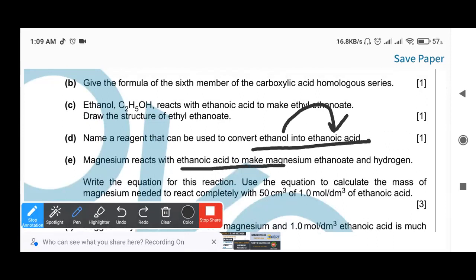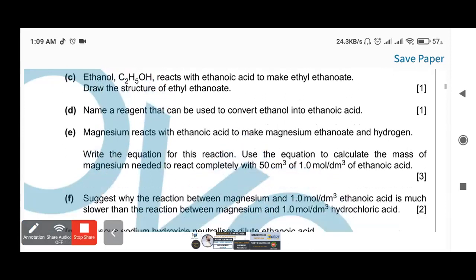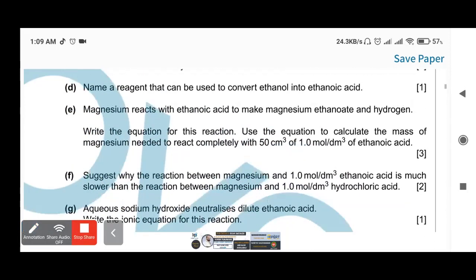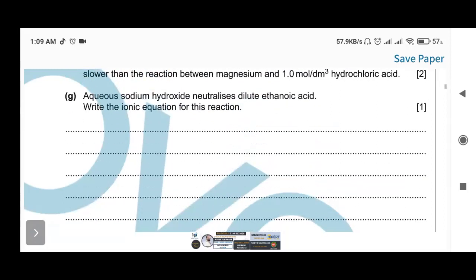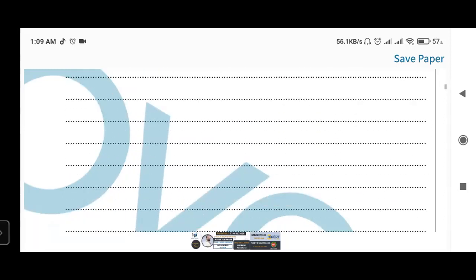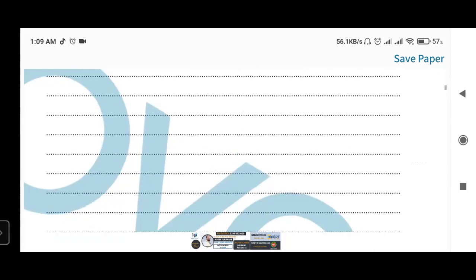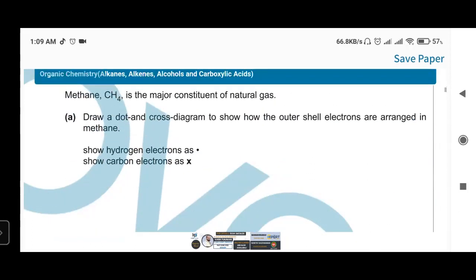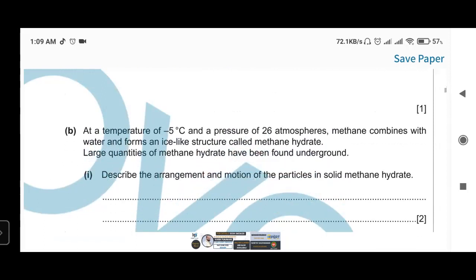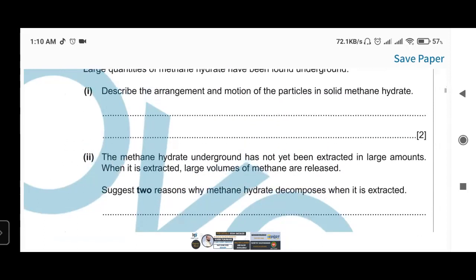Magnesium reacts with ethanoic acid to form magnesium ethanoate and hydrogen. Okay, so this is just the mole. You can write the ionic equation. It's easy. Okay, dot and cross diagram. This is the part of bonding.